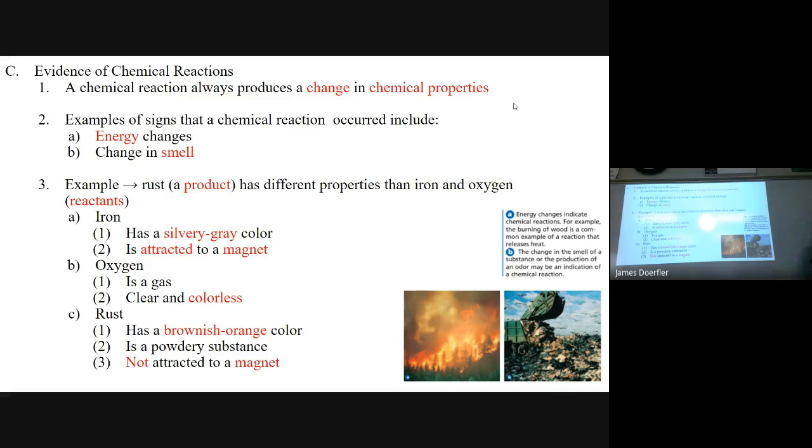Bring those two reactants together, you get rust. Rust is a nasty brown, orange color. It's considered powdery simply because it can break off and form smaller particles. But what's interesting is when you have the formation of rust, you can no longer have a magnet attract to it. So those changes in color and magnetism are pretty good indications that a chemical change has occurred.